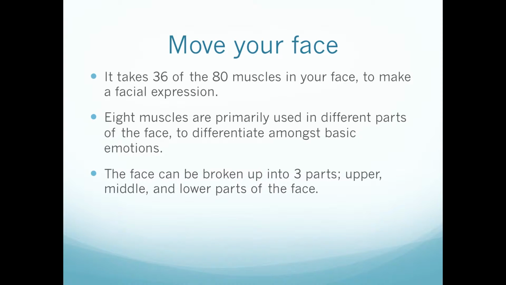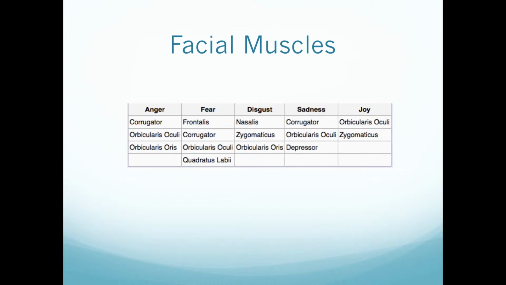The upper half of the face, including the eyes and forehead, has 3 major muscles: the frontalis, the corrugator, and the orbicularis oculi. The middle section of the face uses 2 major muscles, the zygomaticus and the nasalis. The lower face uses 3 major muscles, the depressor and the orbicularis oris and the quadratus labii. This table shows which muscles are used to make different facial expressions.